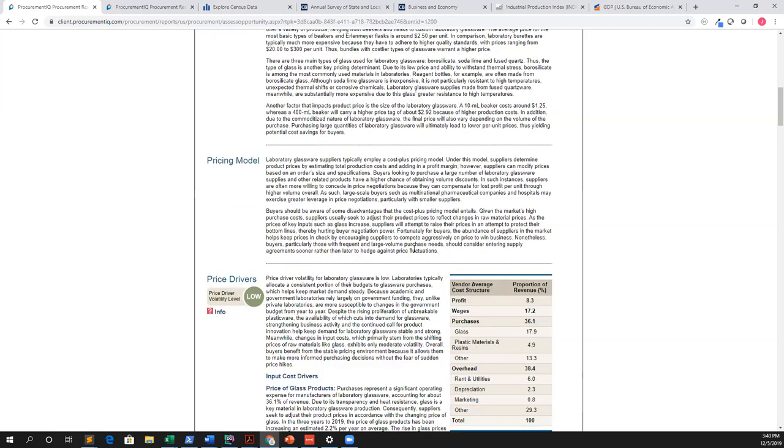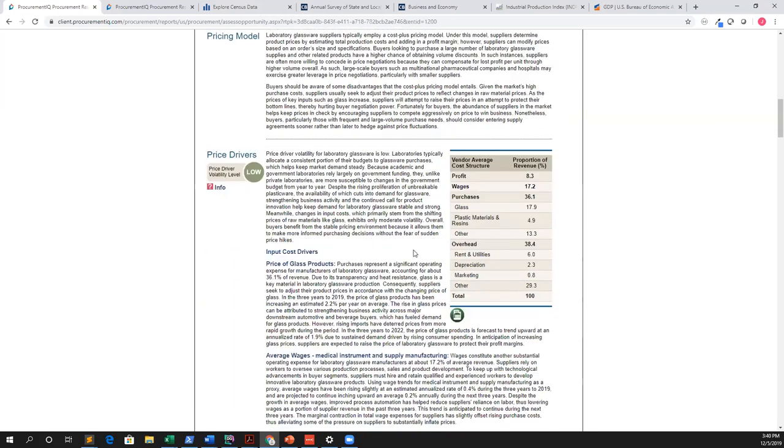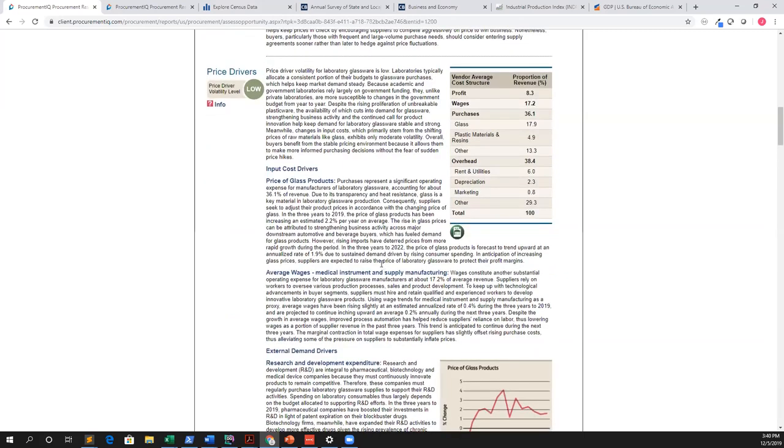And it also will start to dive into the price drivers. And so this is certainly a key component. What are those big price drivers in this particular commodity? In this case, we look at things like the price of glass, wages in that industry. We can also look at, with particular importance, the vendor cost structure and see what their profit margins are and how these different parts and pieces play into that.